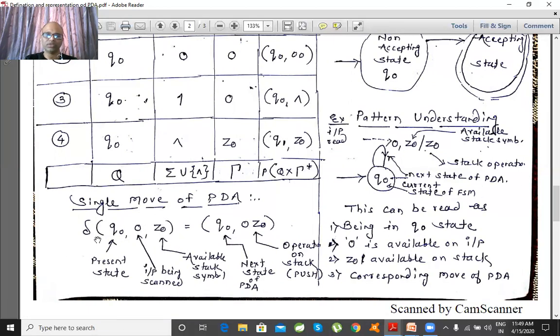Based on this 3 information, the machine takes its next move, either to retain the particular state, which can be a next state, and either to push something on top of stack or pop something out of the stack. So this 0 is pushed onto the stack itself. Now this is how a single move of a particular PDA is represented with this notational system.